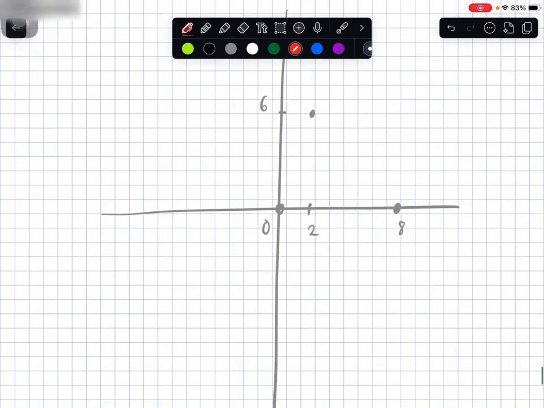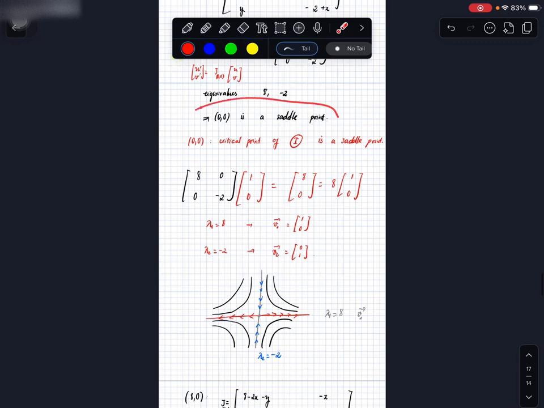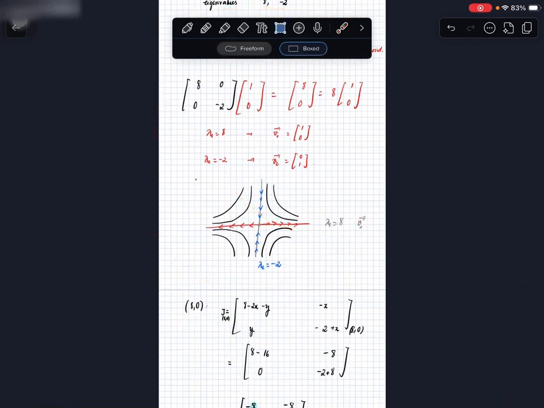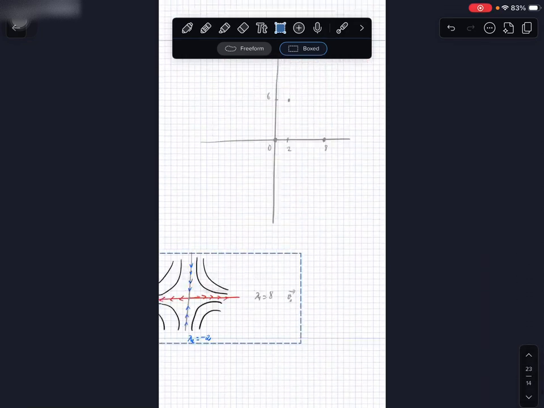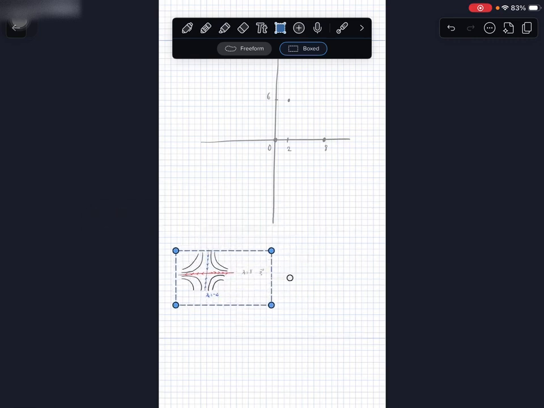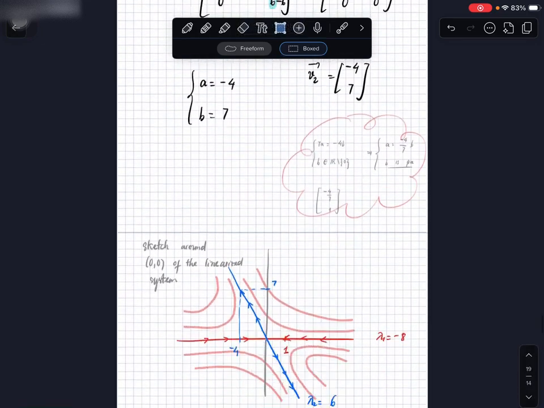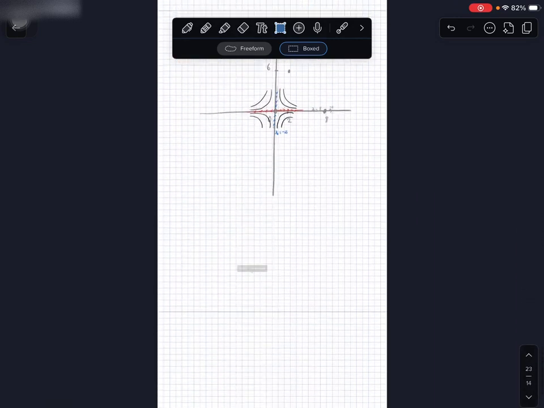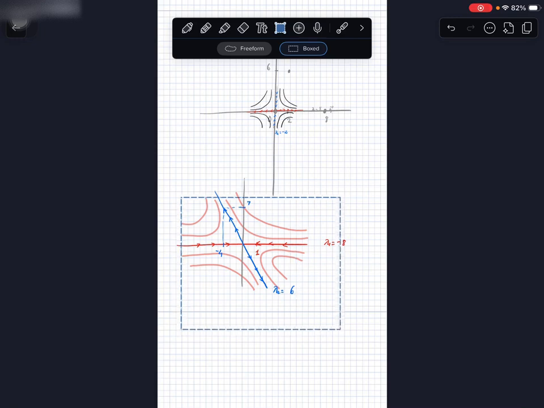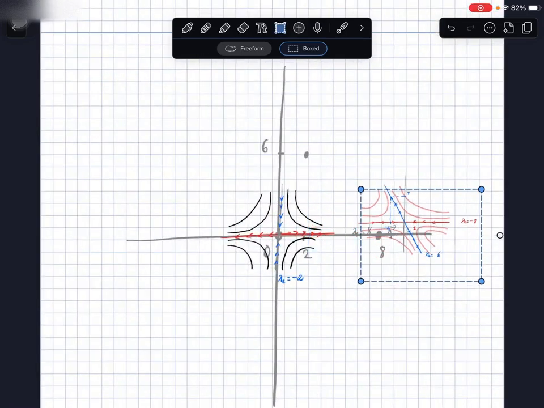So around (0, 0), you see that we have a saddle point looking like this. This is what surrounds (0, 0) looks like, corresponding to (0, 0) of the linearized system. The second one, (8, 0), is a saddle point. We should expect something like this around (8, 0).